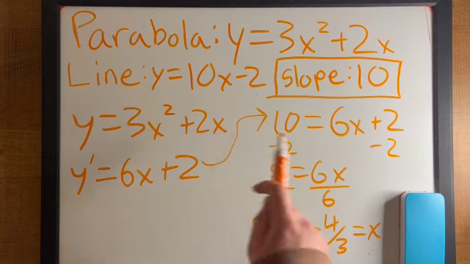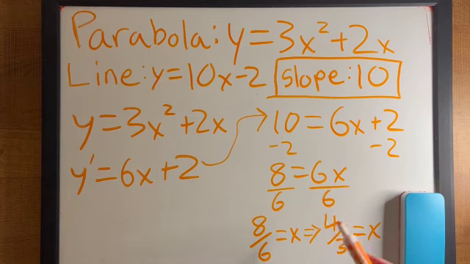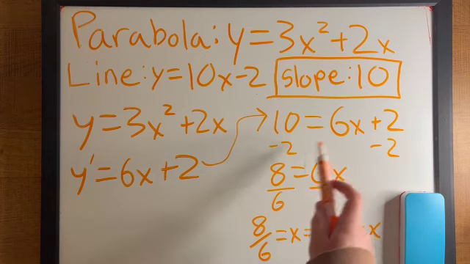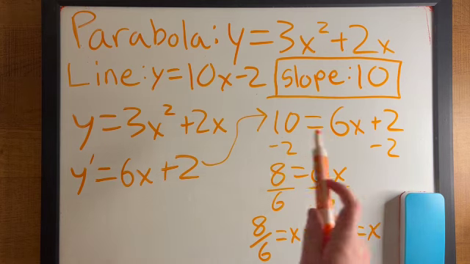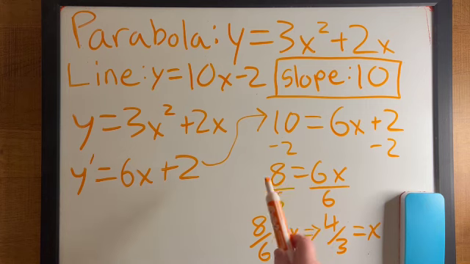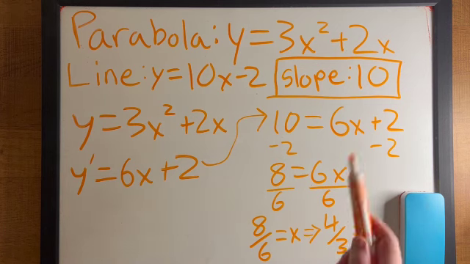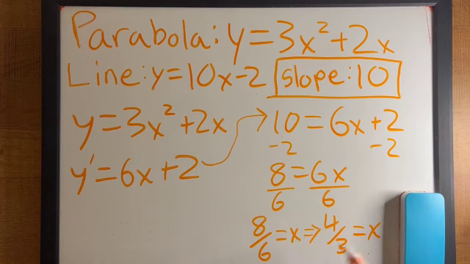Now, once we plug that 10 in, solving this just becomes simple algebra. All we've got to do is isolate this x. So we subtract 2 from both sides. That gives us 8 equals 6x. We divide both sides by 6. That'll get this x all by itself, leaving us with 8 over 6 equals x, which can be simplified to 4 over 3 equals x, because both of those numbers are even.